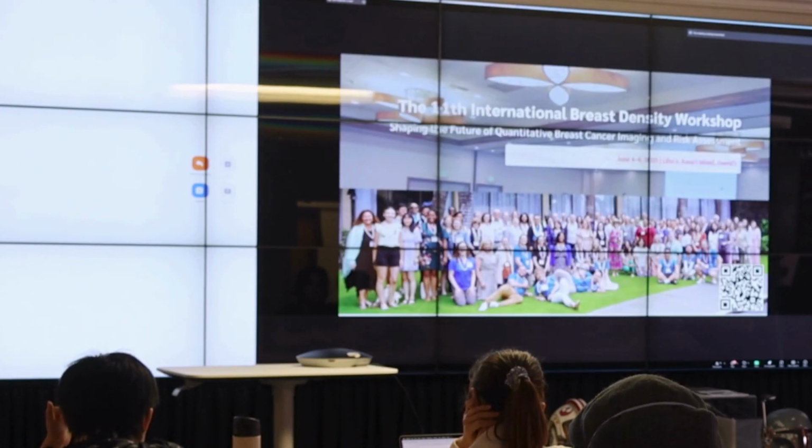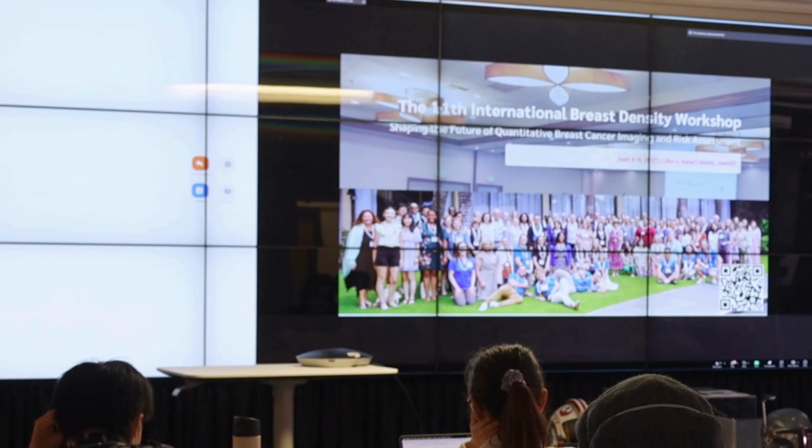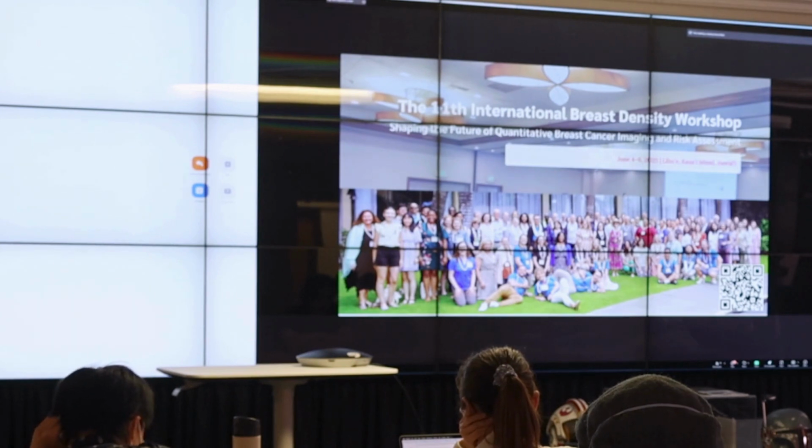Lastly, we do host workshops like this International Breast Density Workshop, an international workshop that we're hosting in Kauai this summer. This used to be just a breast density meeting, but now it's mainly just an AI meeting.